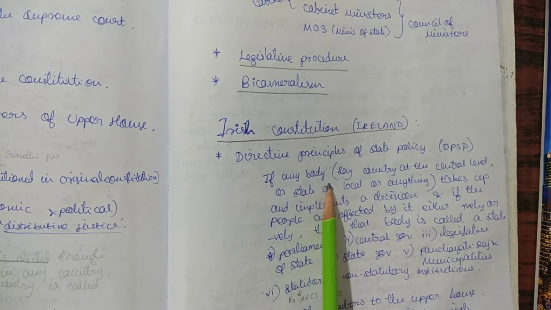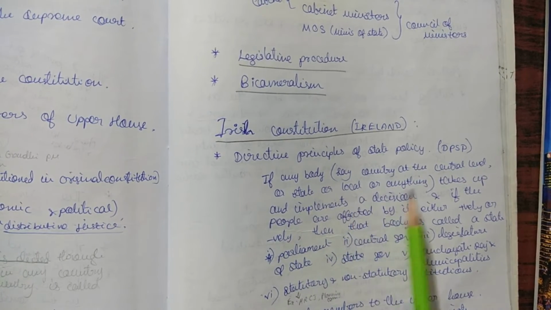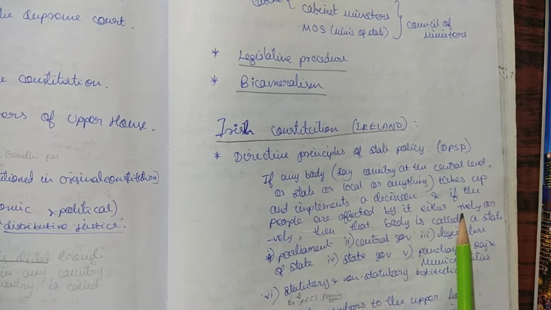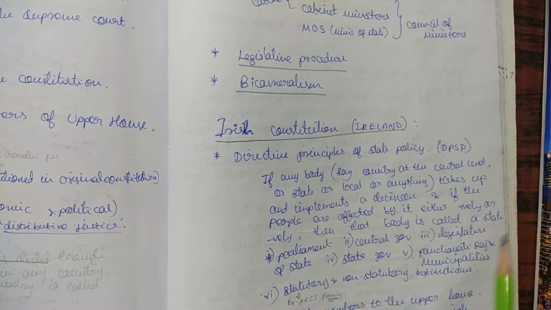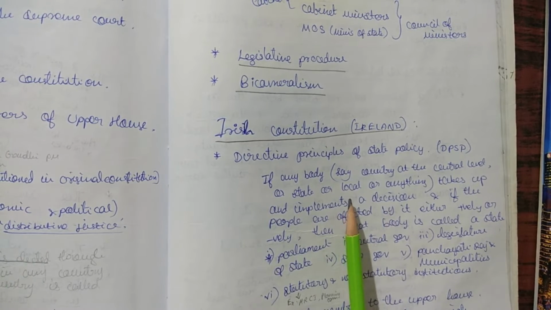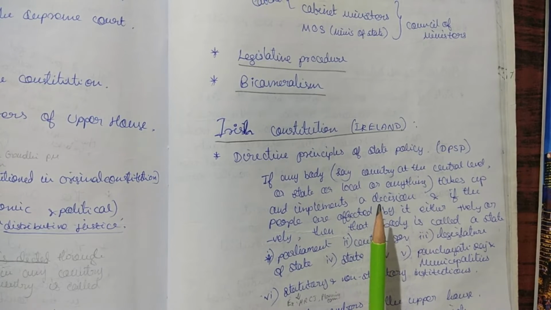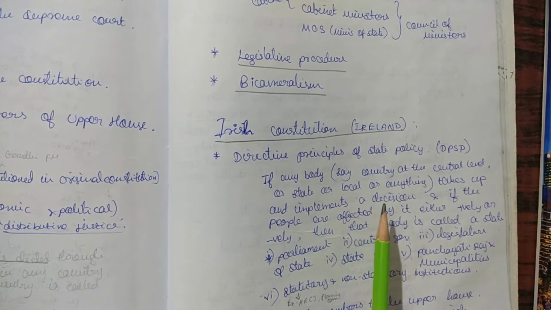If any body, say a country at the central level or state or local or anything, takes up and implements a decision, and if the people are affected by it either positively or negatively, then that body is called a state. State does not mean just the states. State can be any body. A country is also called a state. The states that are divisions within it are also states. Or any local body, or anything like that, is called a state.